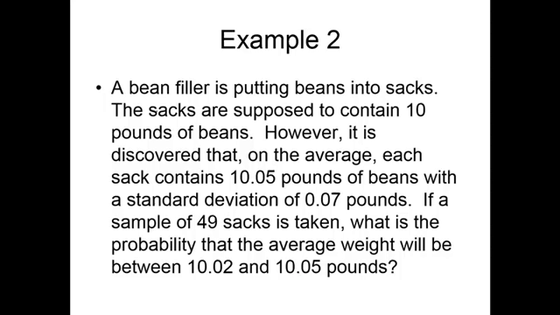Example 2. A bean filler is putting beans into sacks, and the sacks are supposed to contain 10 pounds of beans. However, it is discovered that on average each sack contains 10.05 pounds of beans with a standard deviation of 0.07 pounds. If a sample of 49 sacks is taken, what is the probability that the average weight will be between 10.02 and 10.05 pounds?